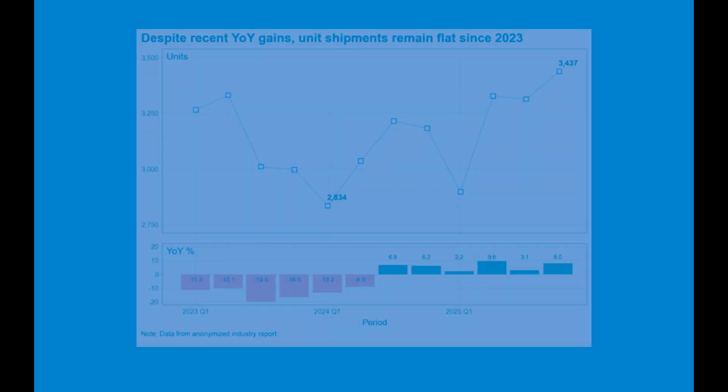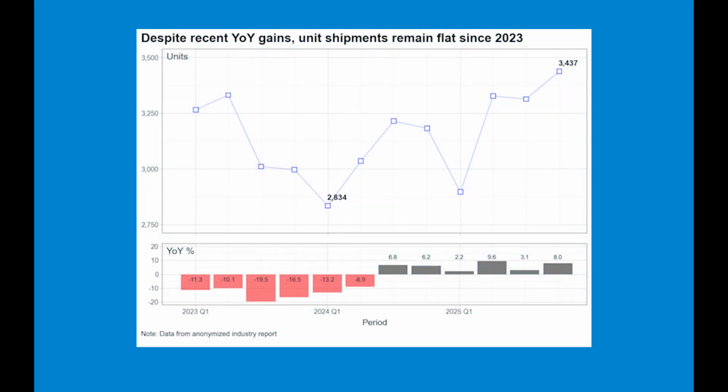Let's look at the second alternative. Same data again, this time 2 panels sharing one x-axis, units on top, year-over-year percent change on the bottom. Each metric gets its own honest scale. For the year-over-year bar chart, negative quarters render in red. The direction is pre-attentive. Your brain registers it before you read the number.